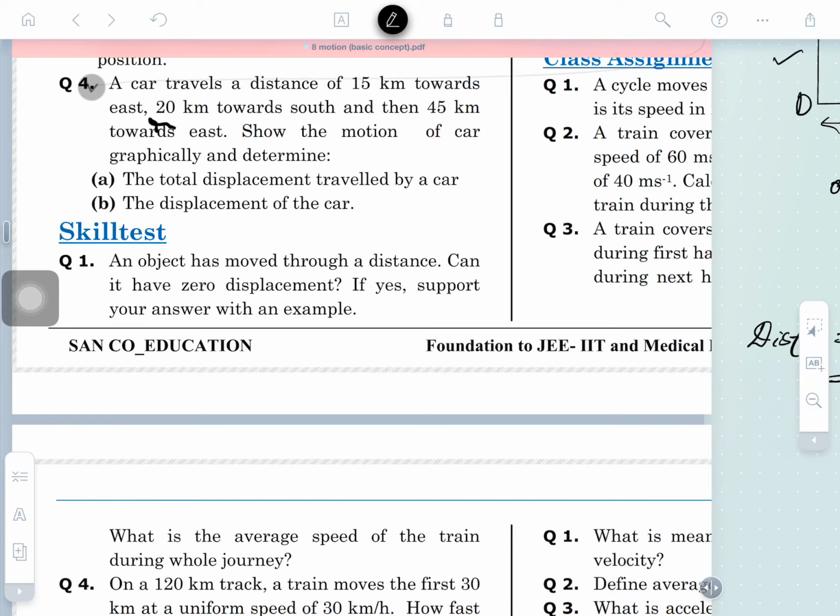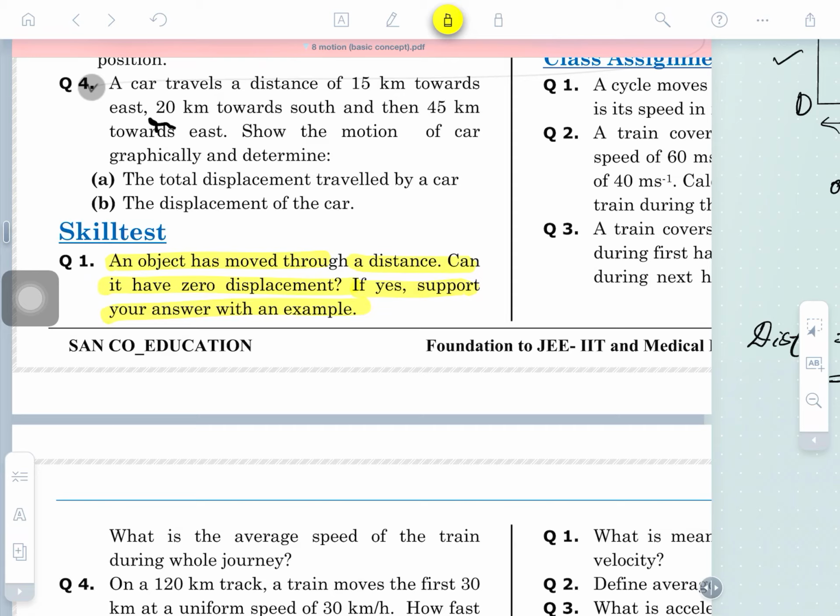Skill testing here. An object has moved through a distance. Can distance have zero displacement? If yes, support your answer. It is the testing of your understanding about displacement.